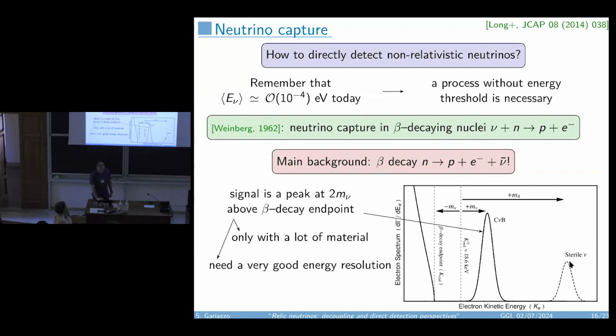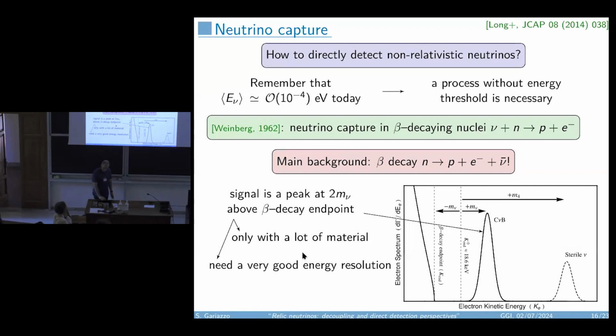You see also in this plot that if and only if there are sterile neutrinos, it's probably easier to detect them, because depending on their momentum distribution function, they may have a sufficiently large number density, and in that case, the separation between the endpoint of beta decay and the peak due to the sterile neutrino is much larger than the lightest neutrino mass. It's actually proportional to the mass of the fourth mass eigenstate.